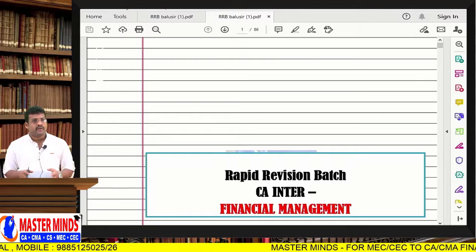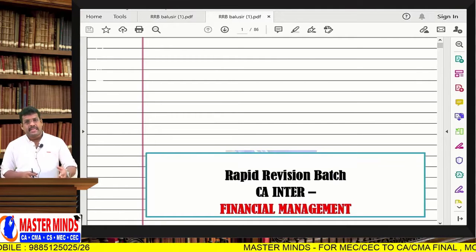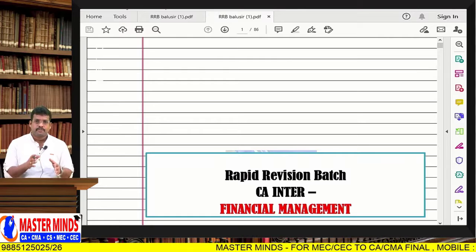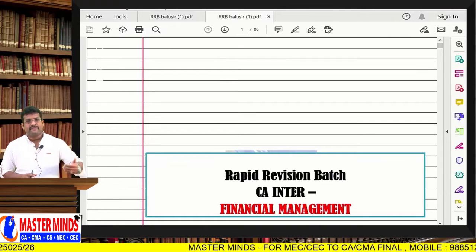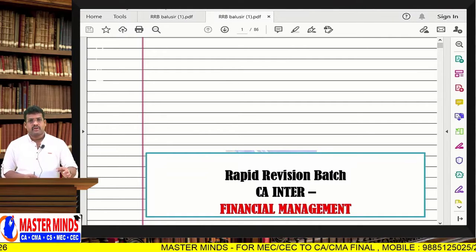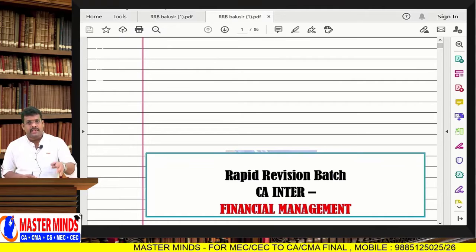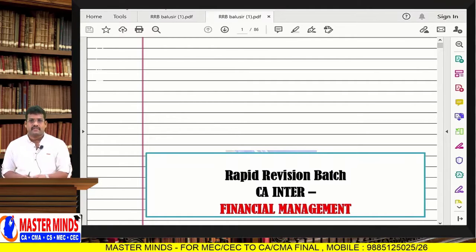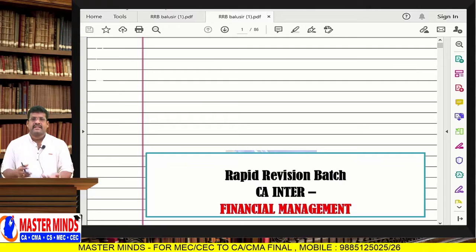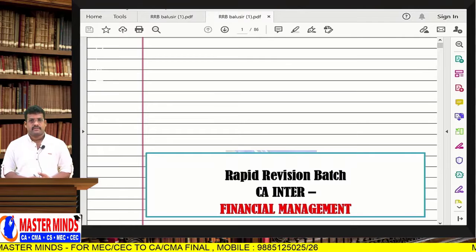In procurement of funds, what we discussed is that the company has to estimate how much funds are needed and raise them from various sources at the least cost. Whatever funds it raises, it should not keep idle. It has to utilize them in fixed assets and current assets in such a way that it generates a return. That return must be greater than the financing cost.